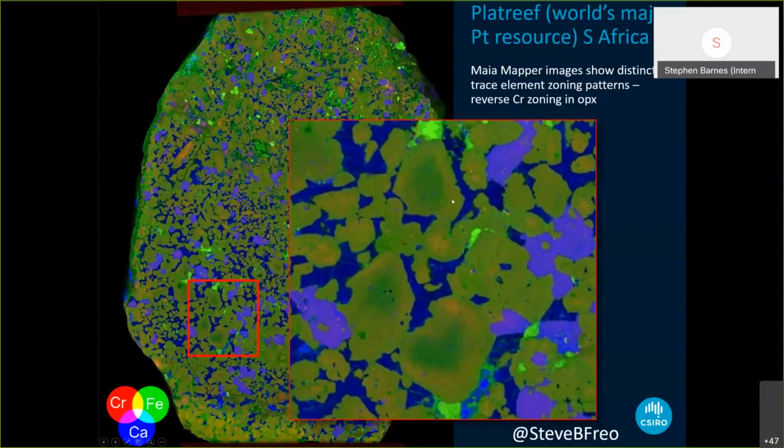And in fact, the edges of these orthopyroxenes are richer in chromium than the cores. And that's exactly the opposite of what you normally find. Chromium is a very compatible element. That's to say, chromium really likes being in orthopyroxene. So the first pyroxene that grows typically has chromium-rich cores and chromium-poor rims. In the Platreef, we quite consistently find exactly the opposite.